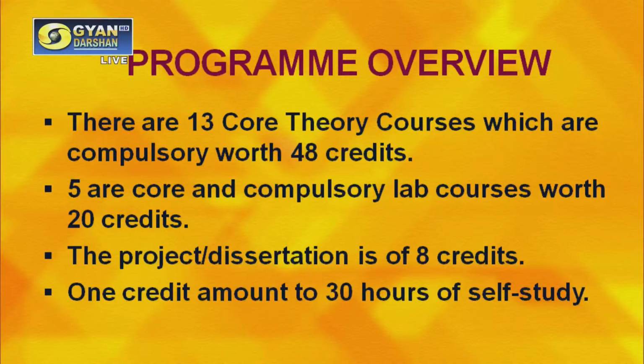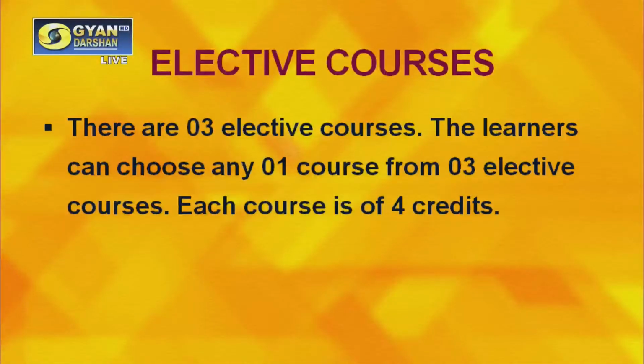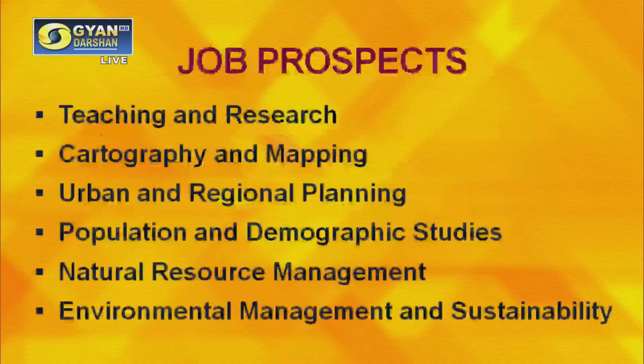ODL system. There are 3 elective courses. The learners can choose any one course from 3 elective courses. Each course is of 4 credits. Now coming on to the job prospects. The job prospects can be widespread.